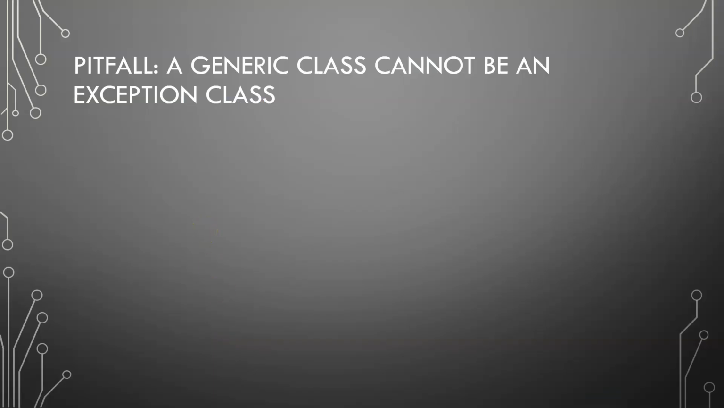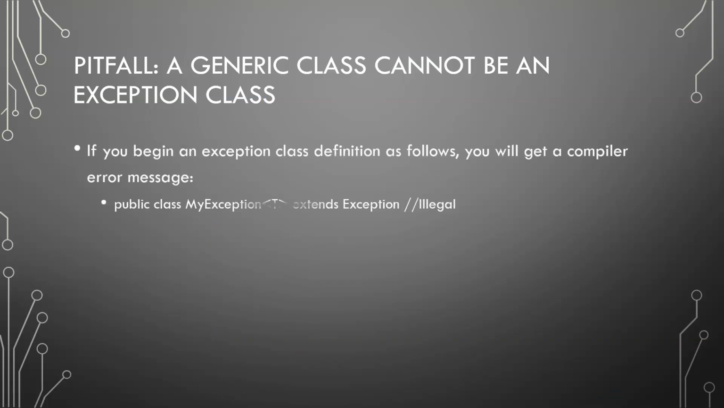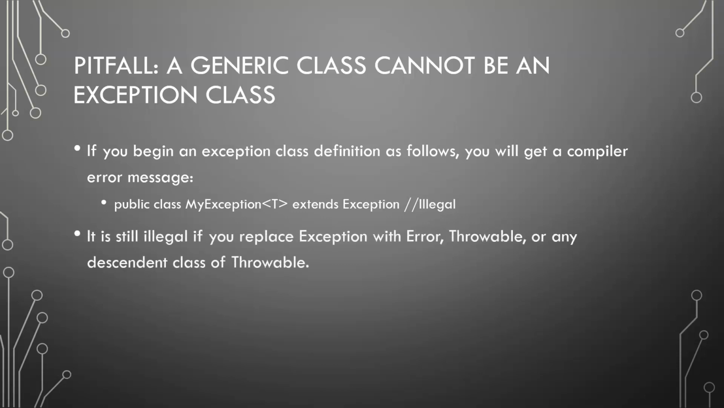If we want to look at the two-type pair, remember that a generic class cannot be an exception class. If you begin an exception class definition as follows, you will get a compile error message: public class MyException<T> extends Exception. It is still illegal if you replace Exception with Error, Throwable, or any other descendant of Throwable. You cannot create a generic class whose objects are throwable. That's one of those big pitfalls of generics.